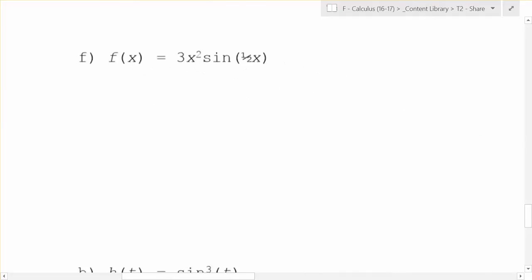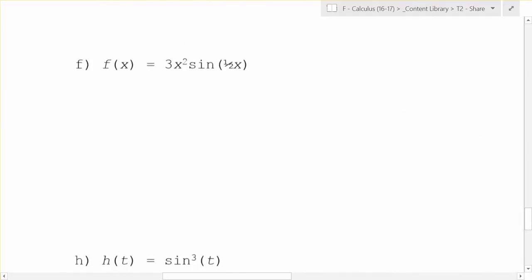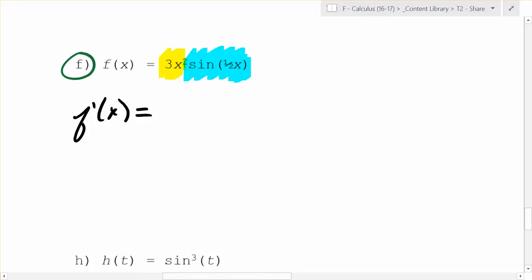So on this one right here, what rule are you going to have to use for f? What's the overall rule? Product rule, right? So what's that first function going to be? 3x squared. And what's the second function going to be? Sine of 1/2 x. Find me the derivative of f. Do that by hand. What is f prime of x going to be? Use the product rule and test.